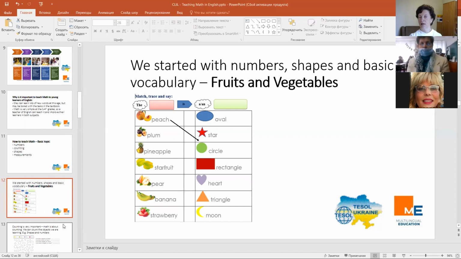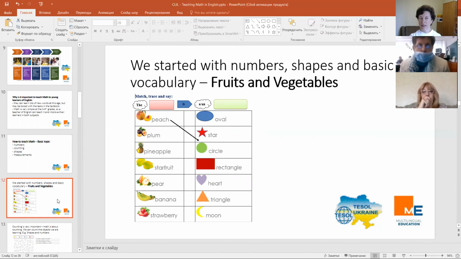So first of all, we start with numbers, shapes, and basic vocabulary. For example, here you can see the very basic worksheet where we know that our kids already have learned fruits and vegetables. We introduced shapes, and here is the basic worksheet when they could say a peach is a circle, or a plum is a circle as well, or an oval, for example. A star fruit is a star, and so on. So that is how we connected fruits and vegetables with shapes.